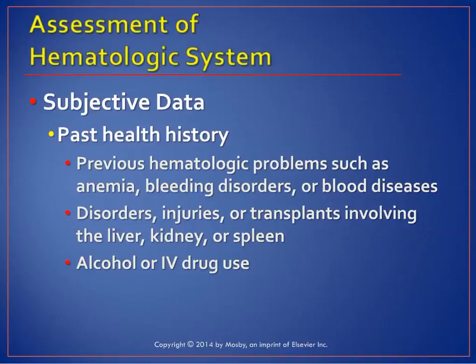In addition, you're going to be looking at previous hematologic problems such as anemia, bleeding disorders, or blood diseases such as leukemia. You'll be looking for hepatitis or cirrhosis, perhaps. Recent or recurrent infections or problems with blood clotting also would need to be documented. And you'll ask about injuries to the liver, kidneys, or spleen, and alcohol or IV drug use.